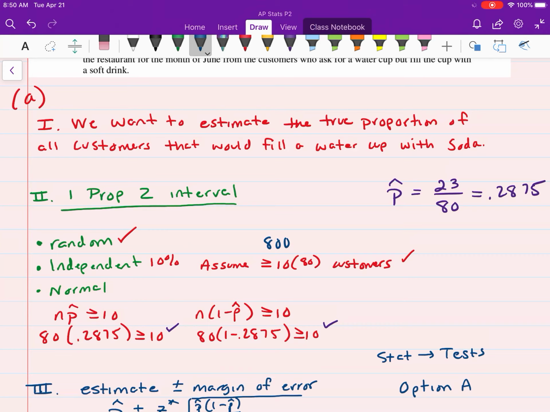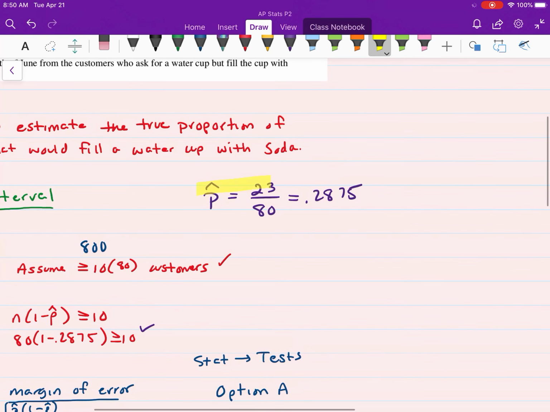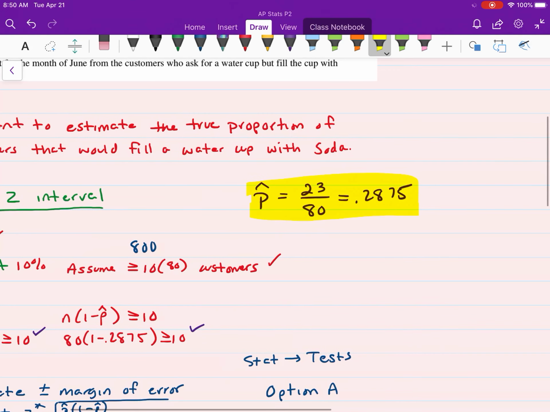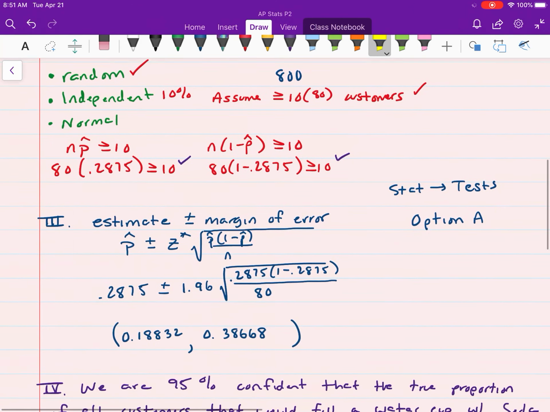So n is 80, that's your sample size. P hat is 0.2875, and I got that by doing the work over here. Sometimes it gives it to you, sometimes it does not. Out of those 80 customers, it said that 23 of them actually fill up a water cup with soda, so 23 out of 80 is 0.2875. 80 times 0.2875 is larger than 10. So 80 times 1 minus that is also larger than 10. You can check it in a calculator, but it does work. So that's what you got to do for step 2.